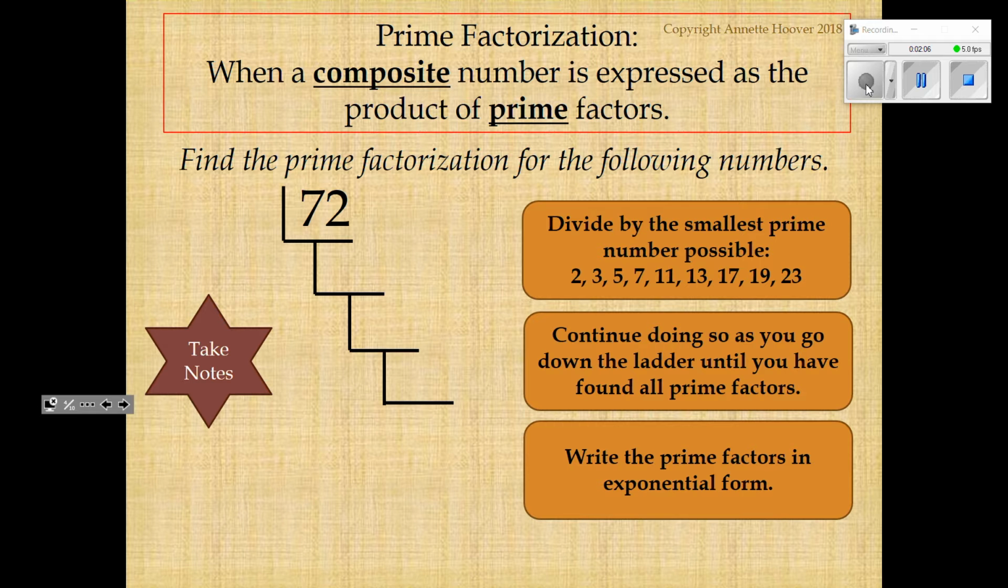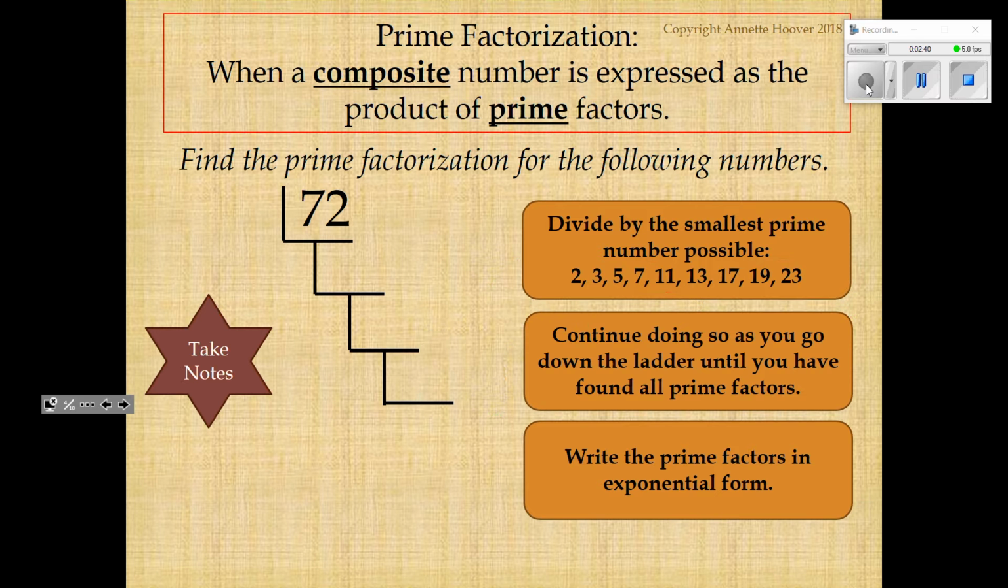To do this method, first of all, you need to know what the prime numbers are. If you're taking notes, you probably want to write these down. These are the first 9 prime numbers. Now, of course, they keep going, but this is probably enough to do the prime factorization. 2, 3, 5, 7, 11, 13, 17, 19, and 23 are all prime numbers. The only factors they have are 1 and itself. We're going to use these prime factors. So this is how you do this method.